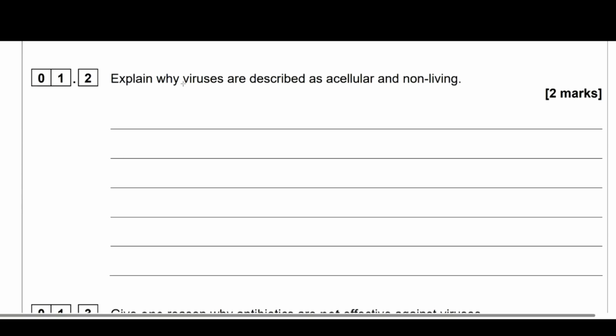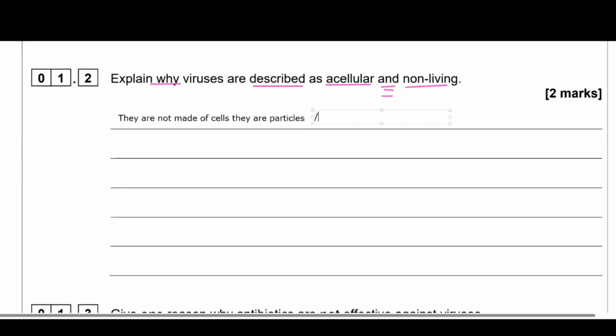Right, let's look at 1.2. Explain why viruses are described as acellular or non-living. Well, what does acellular mean? It means not a cell. So viruses are not cells. What's the evidence for that? They contain none of the structures or organelles that you find in cells.